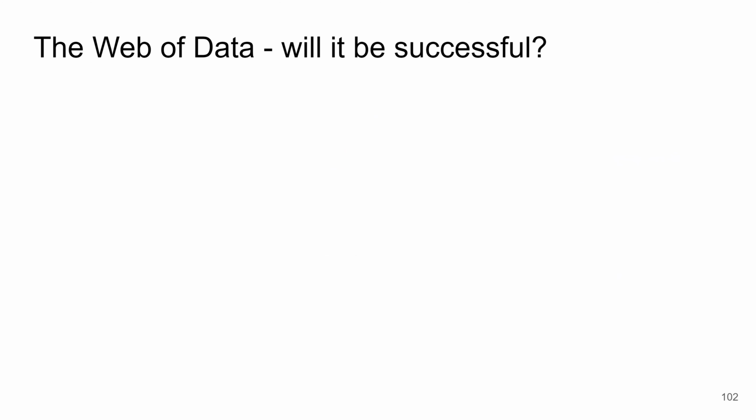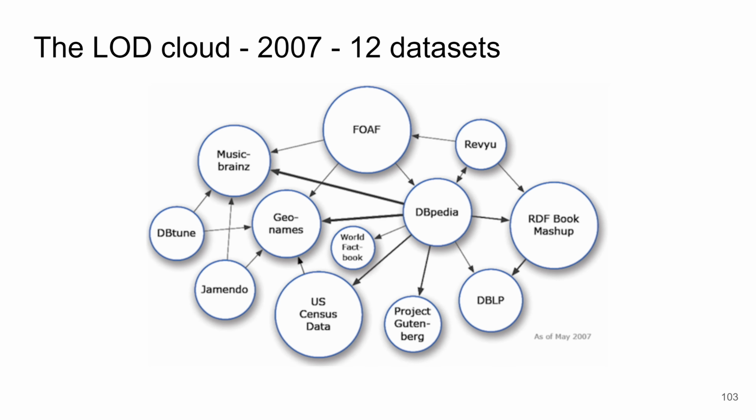And now the remaining question is, can this be successful? Well, in 2007, it started with 12 datasets. The circles are datasets like a dump of RDF triples. The bigger the circle, the more triples in the dataset. And the edges mean that from one dataset to the other there is a link. An RDF link is an RDF triple that has subject from one dataset and object from a different dataset. And the thicker the edge here, the more links there are from one dataset to the other.